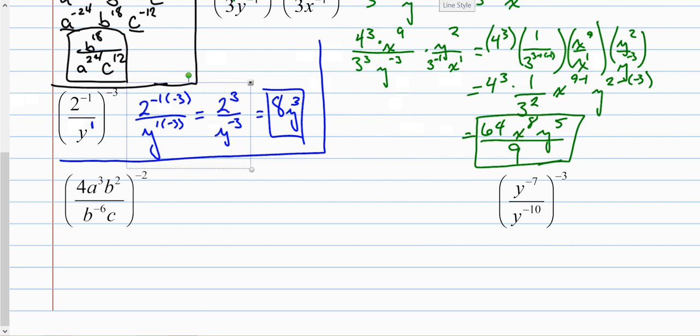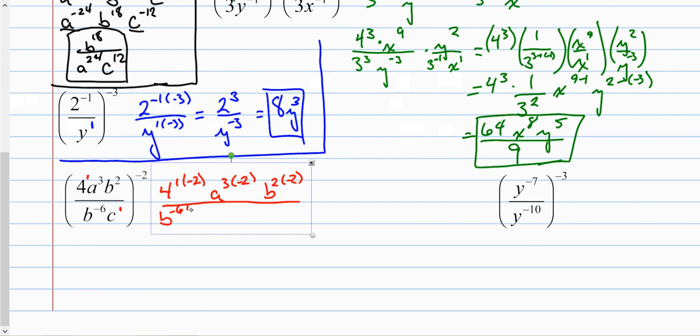I feel like I haven't used red in a while. So again, I'm going to distribute the power through, making certain that I'm marking my exponents of 1. So I have 4 to the 1 times negative 2, a to the 3 times negative 2, b to the 2 times negative 2, all over b to the negative 6 times negative 2, and c to the 1 times negative 2.